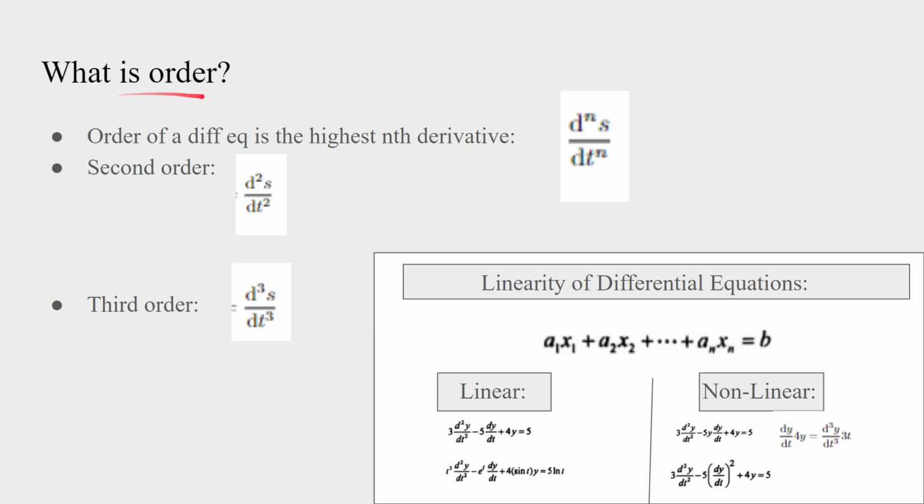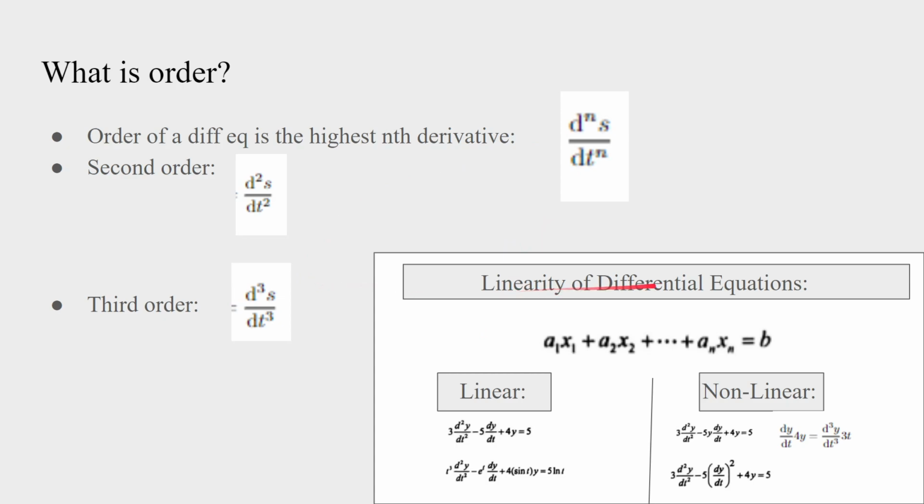Alright, so what is order? Again, very simple. The order of a differential equation is the highest nth derivative of that equation. So, as you can see, don't get confused when you see this with a squared. This isn't, for example, like this right here isn't (ds/dt) squared. This is the second derivative. So, if this is the highest order derivative in the equation, then your equation is second order. Third order here, obviously. It can go up to n.